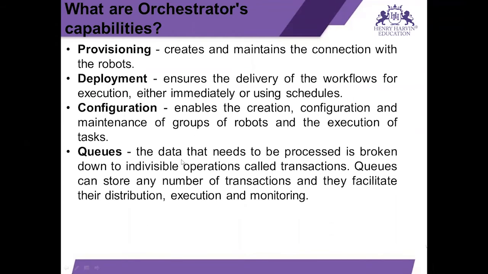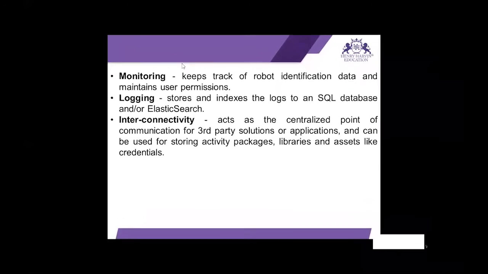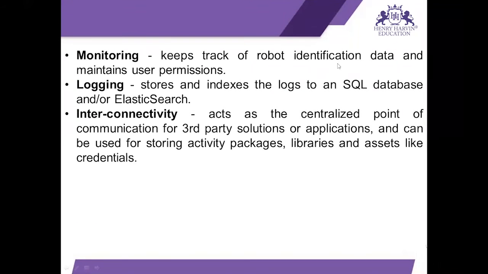Next is queues. The data that needs to be processed is broken down to indivisible operations called transactions. Queues can store any number of transactions, and they facilitate their distribution, execution, and monitoring. Next is monitoring. It keeps track of robot identification data and maintains the user permission. Next is logging. It stores and indexes the logs to an SQL database and/or Elasticsearch. Next component is interconnectivity. It acts as a centralized point of communication for third-party solutions or applications, and can be used for storing activities packages, libraries, and assets like credentials.